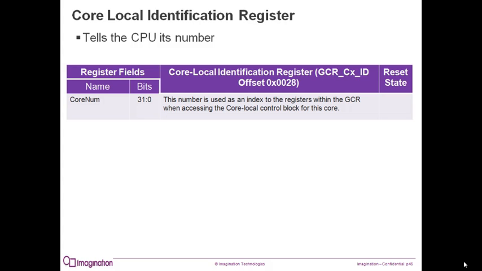The core local identification register is a read-only register that tells the CPU which CPU it is. The code will use this number to set up things like enabling coherency in the core local coherency control register.